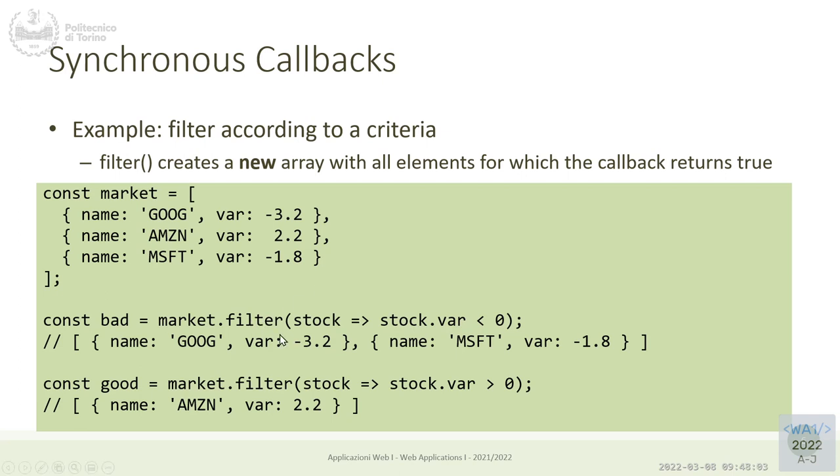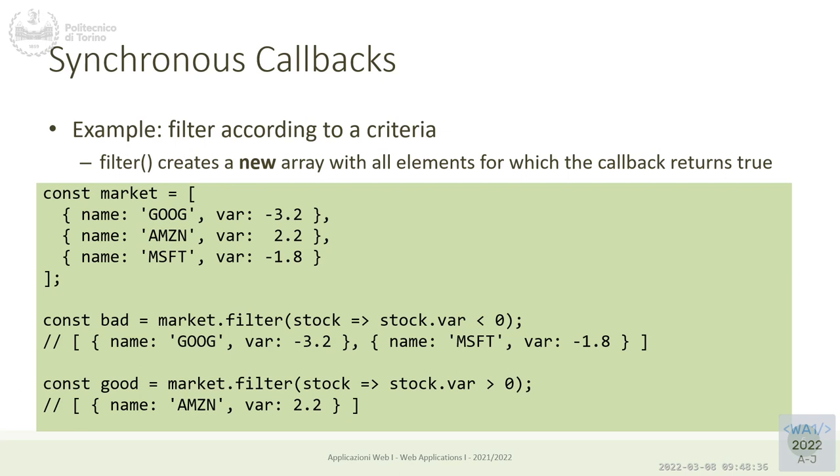Okay. Then the filter goes to the second. It calls the callback function with the second element as the stock parameter. The function will be called, it will evaluate its body, its expression, and in this case, stock.var is 2.2, not less than 0. The result of the function is false, and filter will not include the element into the result. And so on.